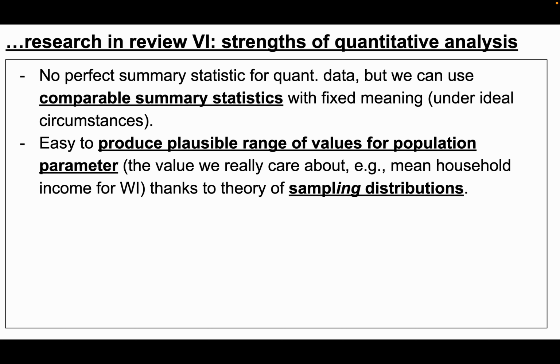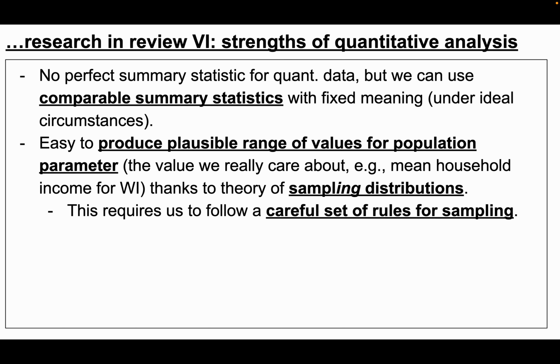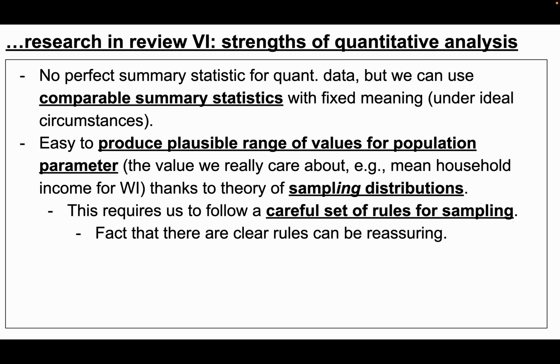It's also relatively easy with quantitative analysis to produce a plausible range of values for the population parameter, which is, again, the value that we really care about, so something like mean household income for Wisconsin, thanks to the theory of sampling distributions, which we've talked about quite a bit. This also requires us to follow a fairly careful set of rules for sampling, but this isn't such a bad thing. The fact that there are clear rules can be reassuring.